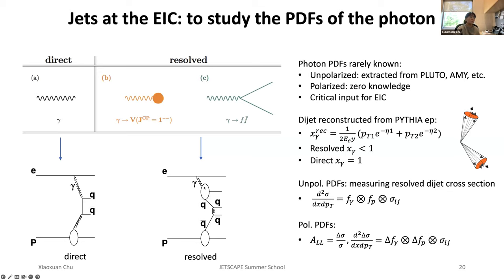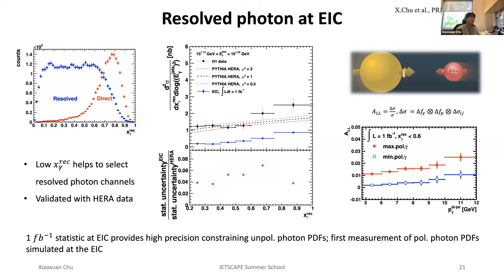which means the parton's momentum fraction coming from the photon with respect to the momentum of the photon. It's very similar to the definition of x related to the proton. We reconstruct this x gamma because only a fraction of the energy enters into the hard scattering in the resolved process, so the reconstructed x gamma should be smaller than one. For the direct process, x gamma should be equal to one. So we can make a separation between these two subprocesses. By measuring the final-state dijet production, one can extract the photon PDF. And by measuring the cross-section difference divided by the unpolarized cross-section, that is, by measuring this asymmetry, one can extract the polarized photon PDF. So let's see the performance from the simulation study.